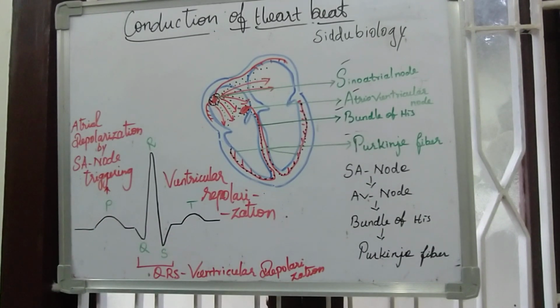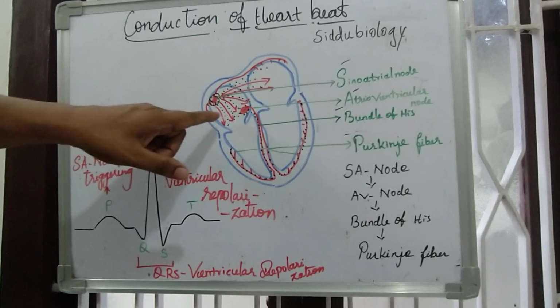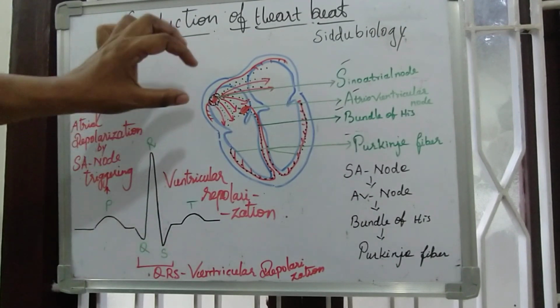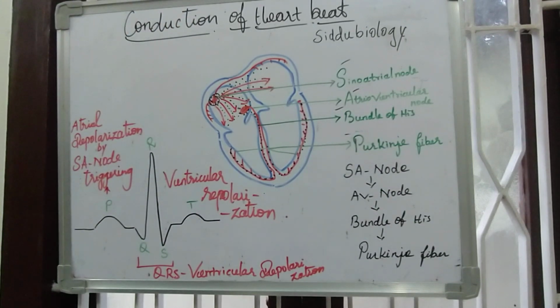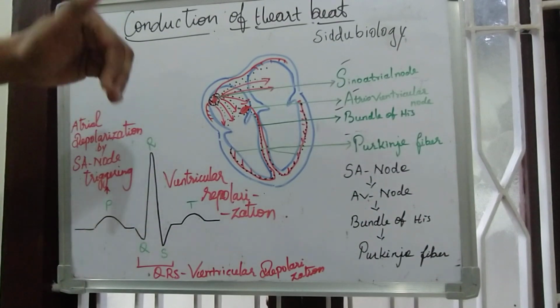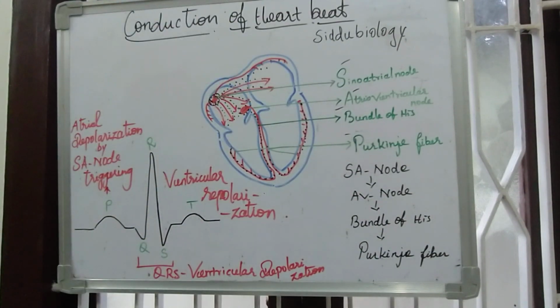So in the first step, the sinoatrial node, called the natural pacemaker, is present in the upper part of the right atrium. It is a small bundle of muscle. The sinoatrial node conducts the electrical impulse in the right atrium as well as in the left atrium. So the atrium contracts.